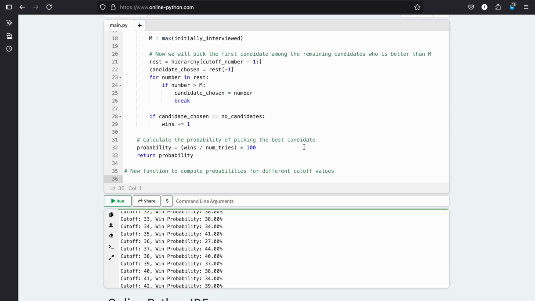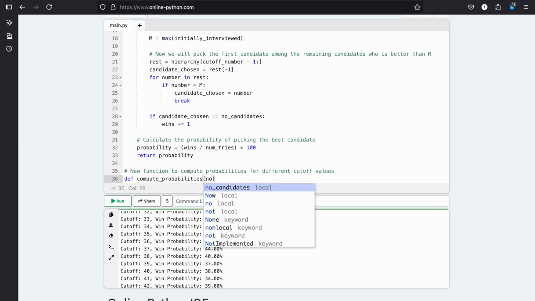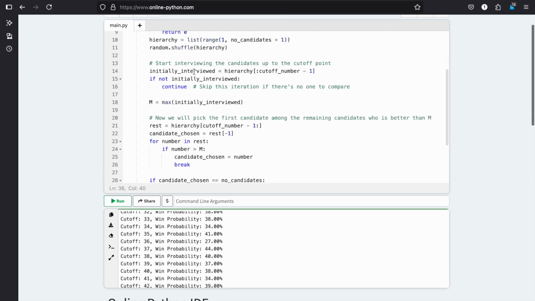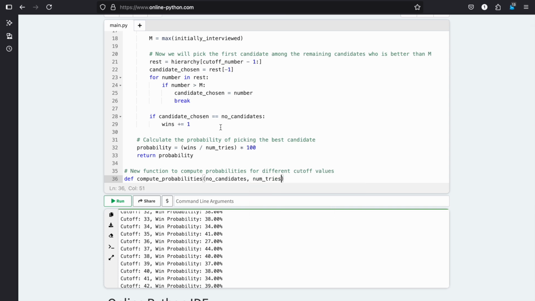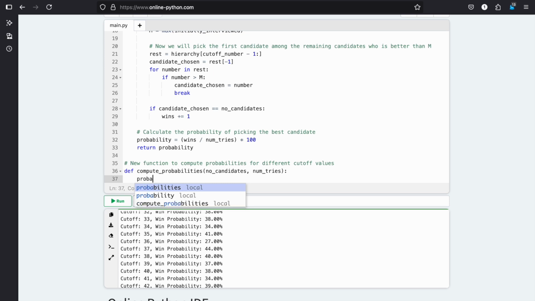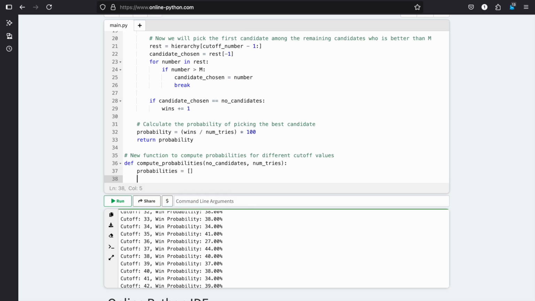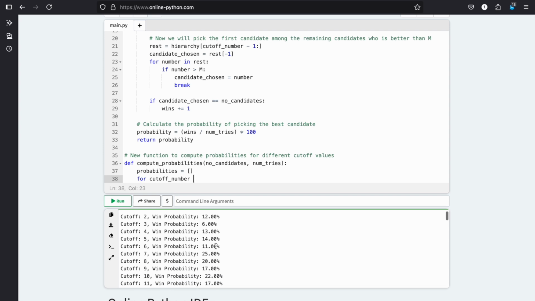What we're going to do is create a new function called compute probabilities, and give it two attributes, the number of candidates, which we have already created here, and the number of tries. So we'll be able to influence this function and give it a certain number of candidates and a certain number of tries. And it's obviously going to call this interview function a bit later on. Right, we create an array called probabilities, make it empty, and now for cutoff, we create a for loop that cycles through each and every value of n. For example, as I showed you, I've already run it once here. I'm just going to explain it all.